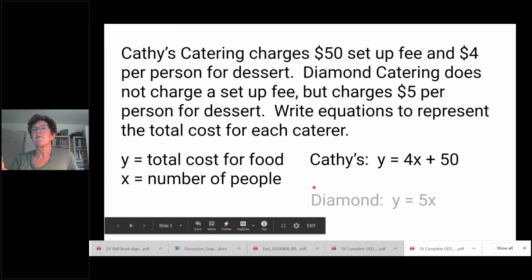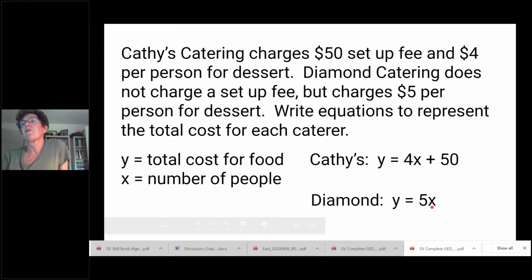For Diamond Catering, I don't have an intercept. I don't have a starting point over here. My b is equal to 0, in other words. But I do have a rate of change of $5 per person. So my total costs are equal to $5 times the number of people who are coming to my event.